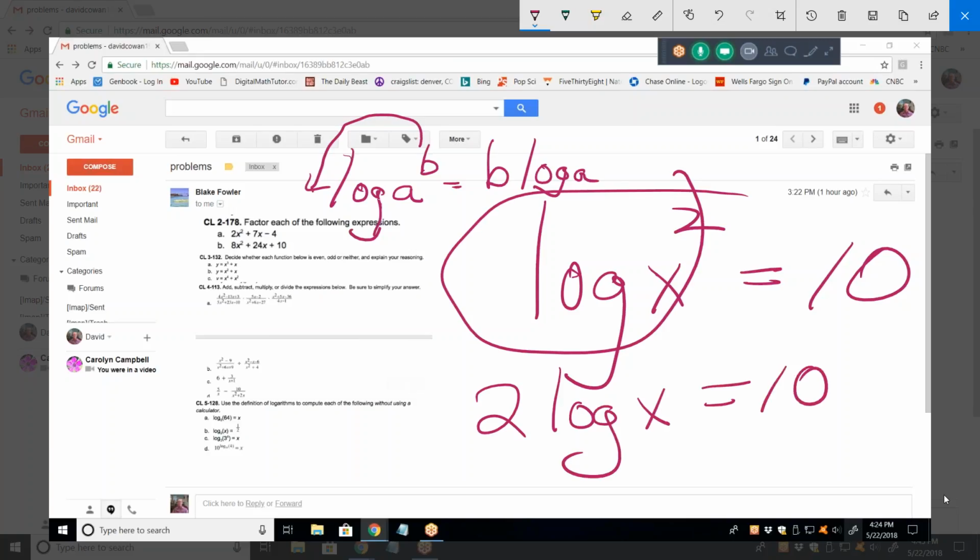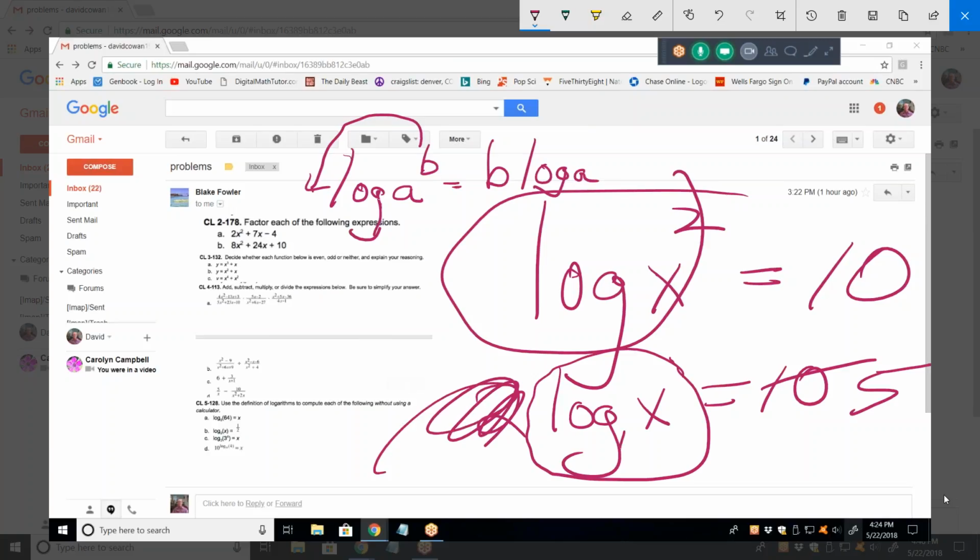Now what? So then it's x raised, hold on. Before you convert it to exponential, you got to isolate that. How do I isolate that? Divide by 2. Okay. So now I got log of x equals 5. That's an implied base 10. So what's x going to be equal to? Then 10 raised to the 5th is equal to x.